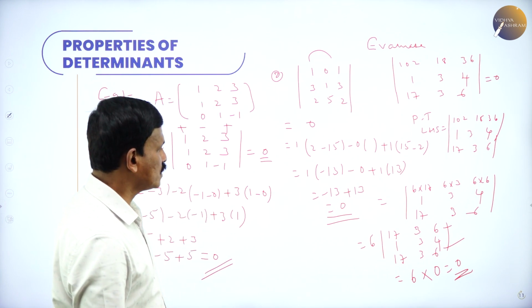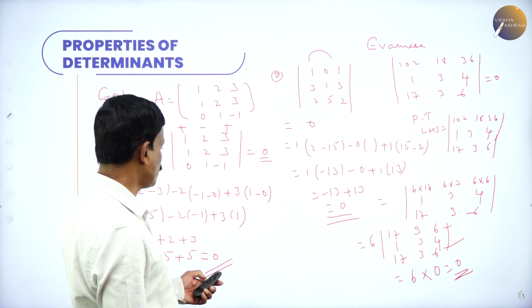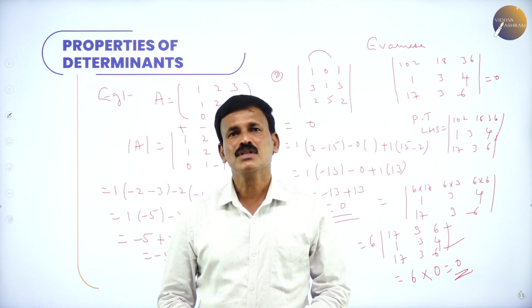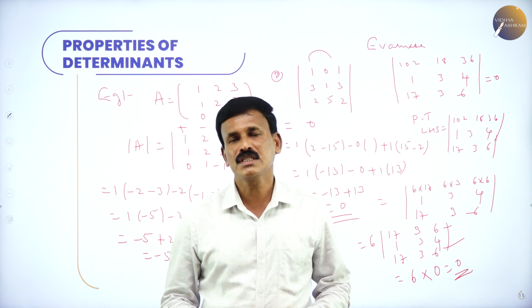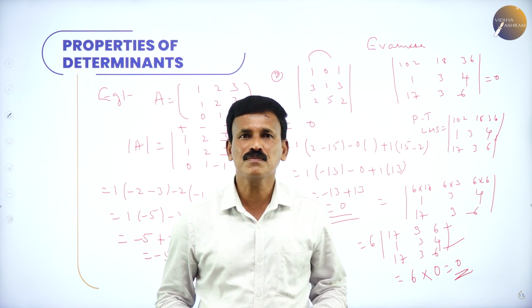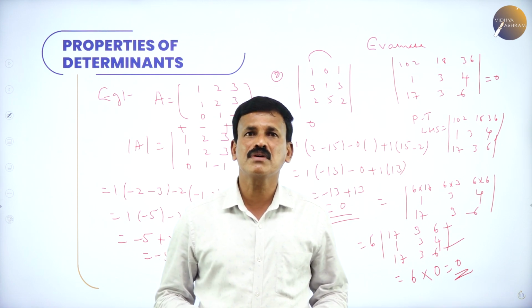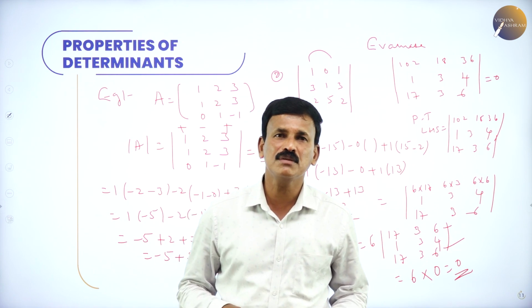So that's regarding the properties of determinant. So we have studied only 3 properties. Still there are more properties. That is, if all the elements in a row or column are zeros, then the value of a determinant is equal to 0. Or if all the elements above or below the principal diagonal are 0, then the value of a determinant is equal to product of the principal diagonal elements.